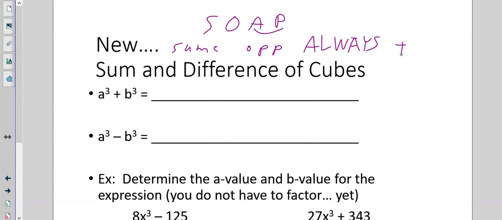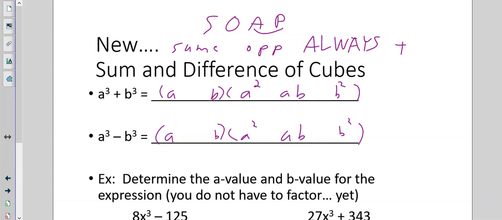Now, what you're going to do is break this down to a binomial and a trinomial. You're going to take the cube root of each, just like on the previous page, we did the square root of each. We're going to take the cube root of each. Okay? We're going to square the first. Okay? We're going to square the last. And we're going to multiply the two terms.